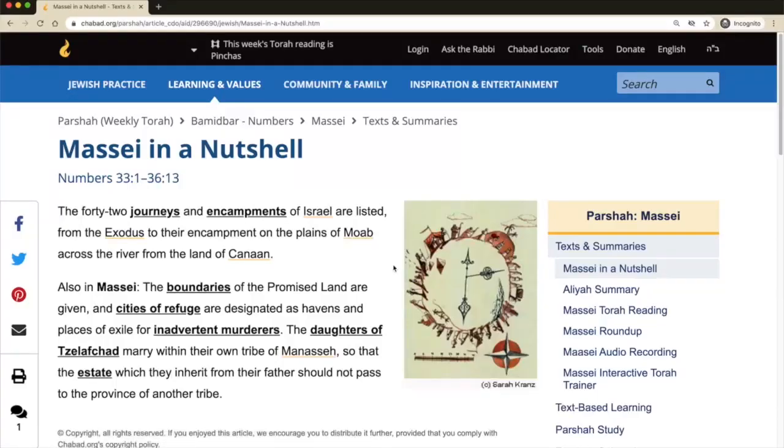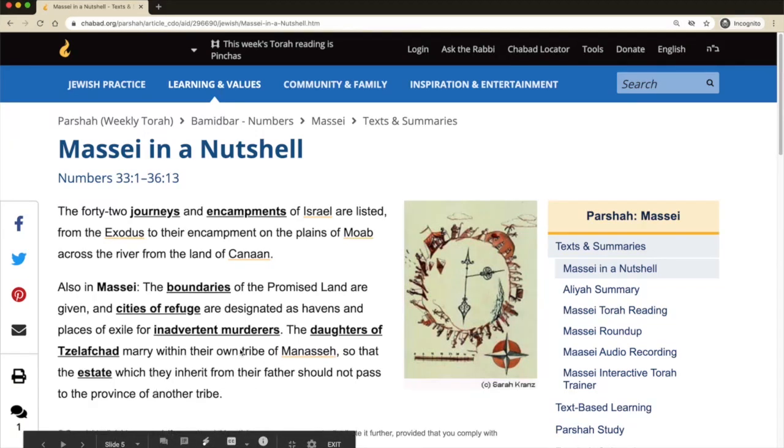And I just wanted to read a summary of this Torah portion from Chabad. It says the 42 journeys and encampments of Israel are listed from the Exodus to their encampment on the plains of Moab, across the river from the land of Canaan. Also in Massei, the boundaries of the Promised Land are given, and cities of refuge are designated as havens and places of exile for inadvertent murderers. The daughters of Tzelafchad marry within their own tribe of Menashe, so that the estate which they inherit from their father should not pass to the province of another tribe.